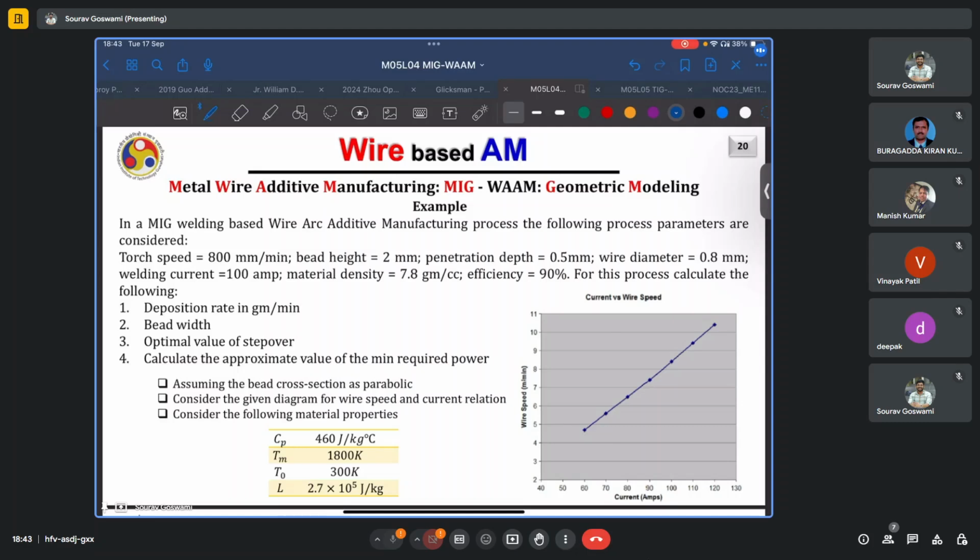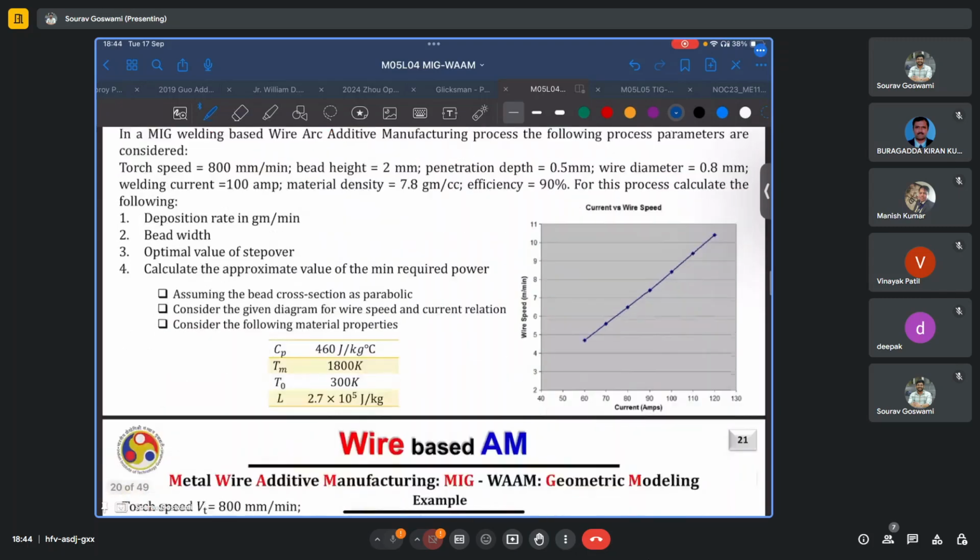The first being that the bead cross section is parabolic. The given working curve gives us the relationship between wire speed and the current, and some material properties such as Cp, melting temperature, room or ambient temperature, and latent heat of fusion are given to us.